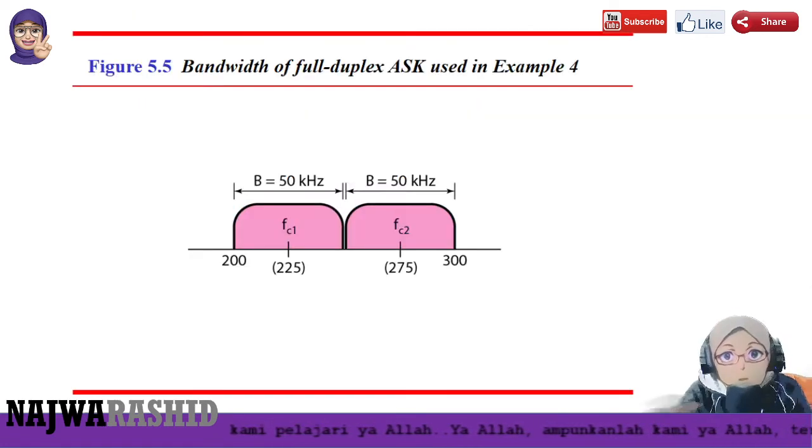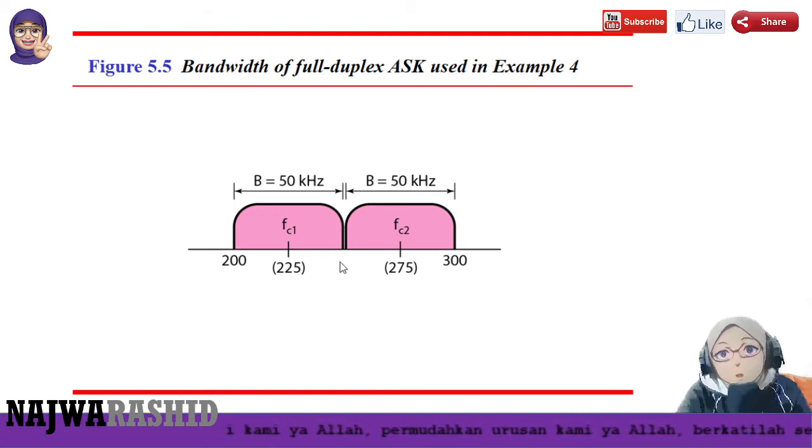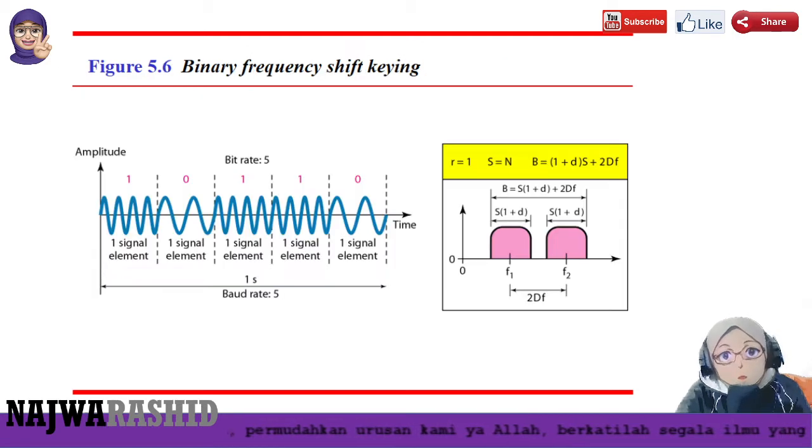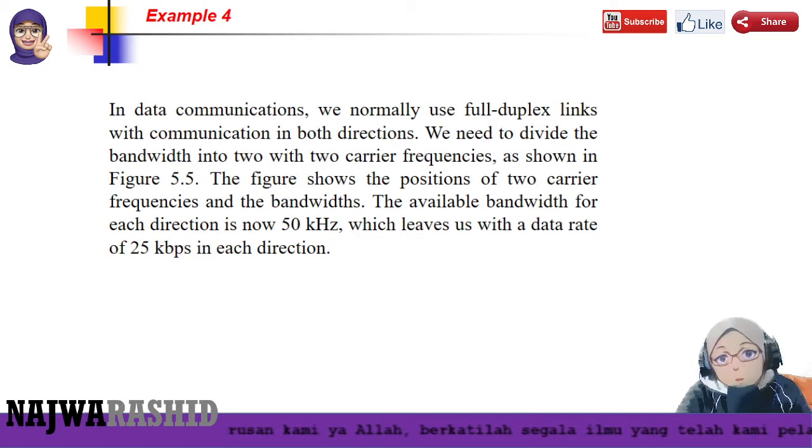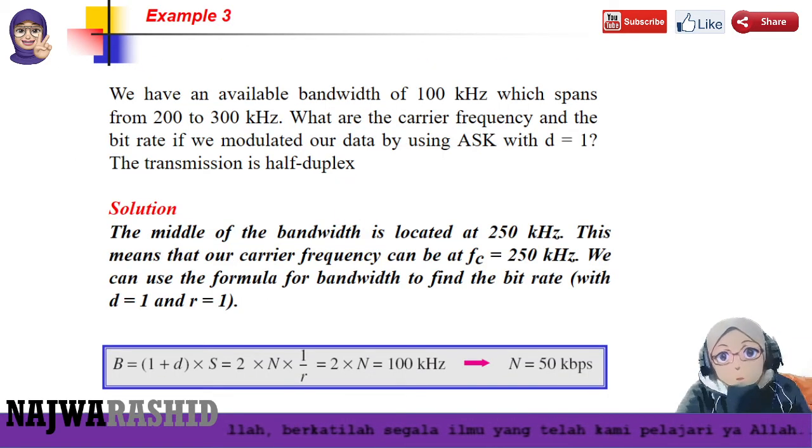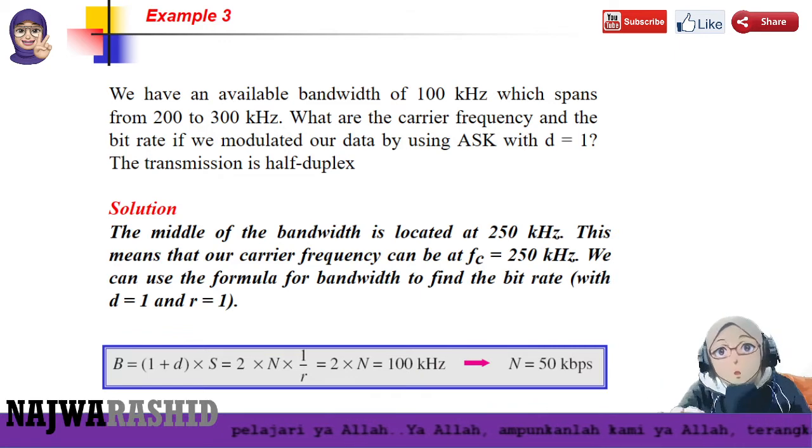So before this, we discussed half duplex. If we use full duplex, for both directions, each direction is equal to 25 kilobit per second. This one is 50 kilobit per second for half duplex. So if we discuss two-way or full duplex, it means that we need to divide 50 by 2. So we have 25 and 25.